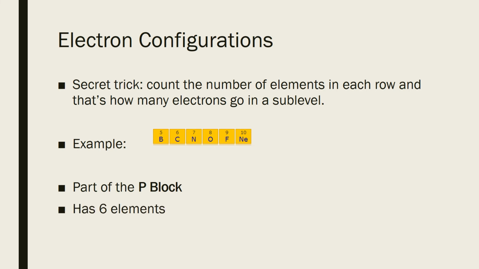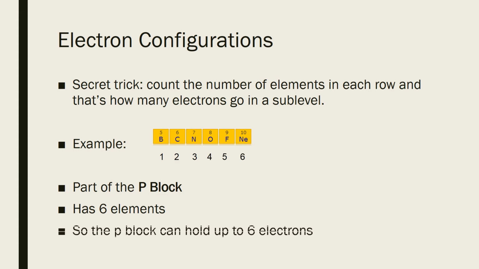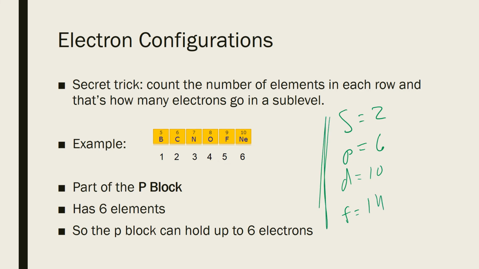And how many electrons are there? There's 6 elements: 1, 2, 3, 4, 5, 6. That tells us that the P block can hold up to 6 electrons. So if you can't remember that S is equal to 2, P is equal to 6, D can hold 10, and F can hold 14, you just have to go look. You just have to remember where these blocks are on the table and count how many elements are in there. That gets useful.